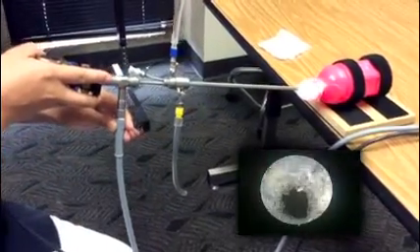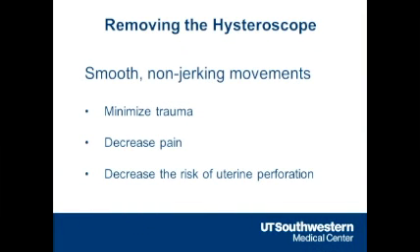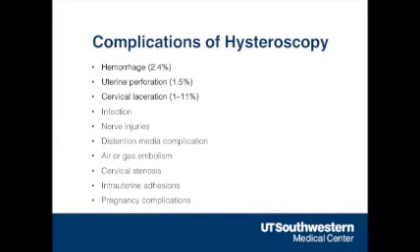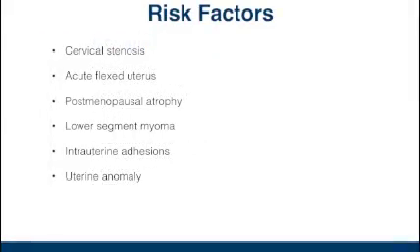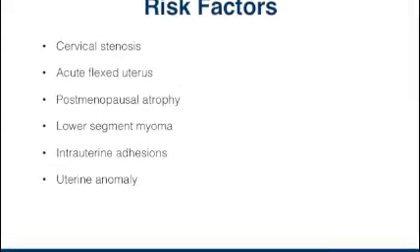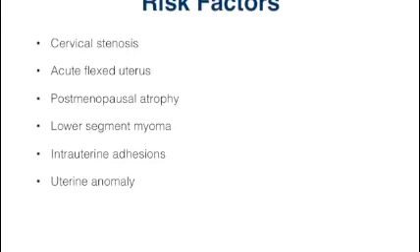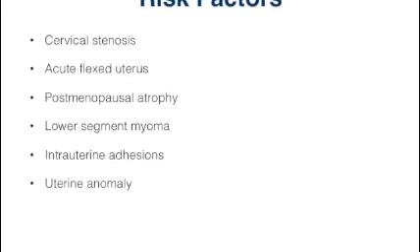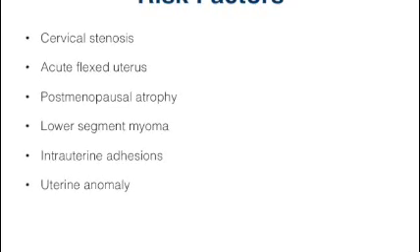Remember, smooth, non-jerky movements will minimize trauma to your patient, decrease pain, and decrease the risk of uterine perforation. It is important to keep in mind that complications may arise during a routine hysteroscopy. These include hemorrhage, uterine perforation, and cervical laceration. Risk factors that may contribute to these complications include cervical stenosis, an acutely flexed uterus, postmenopausal atrophy, a lower segment myoma, intrauterine adhesions, and uterine anomalies.